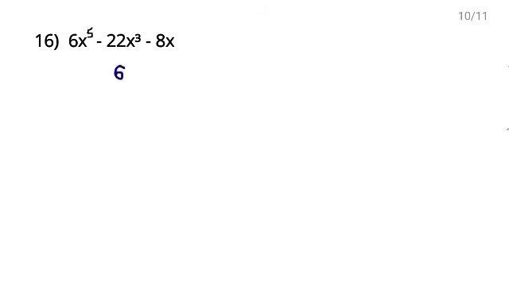This is 6x raised to the power 5 minus 22x raised to the power 3 minus 8x. First of all, check for the common factors. From these three terms, you can take 2 as well as x common, right? So let us take 2 and x common. Why did we take x common? Because for a variable we take the minimum power as common, right?